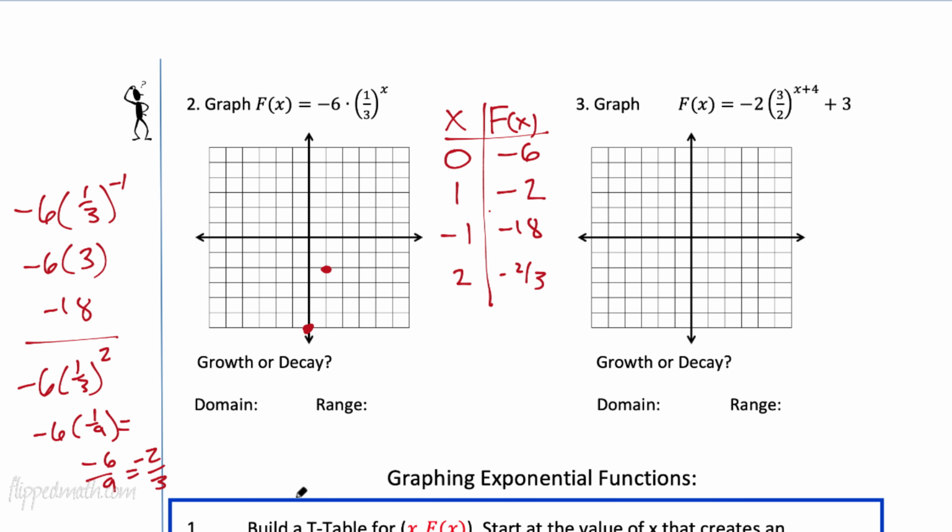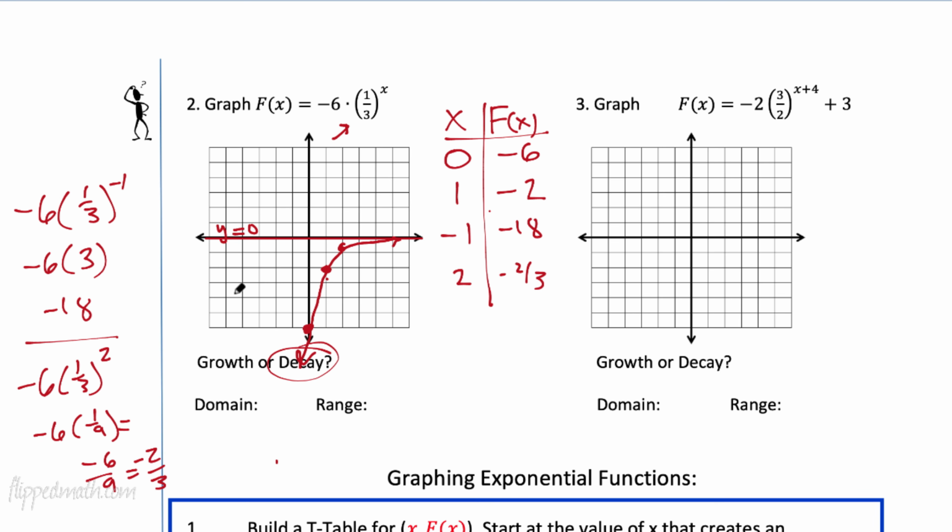So you can see the shape of this. It's going to come up. At 2, we're going to be at -2/3, which is right about there. So this function kind of looks like this. And it's going to go down. Notice how it's a decay function. The decay factor here is 1/3. So it's decaying. It's getting closer to our asymptote. We should write that down, which is y equals 0 is our asymptote. So this is a decay function.